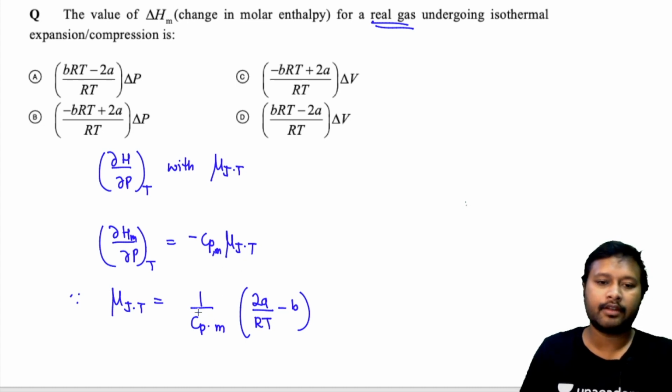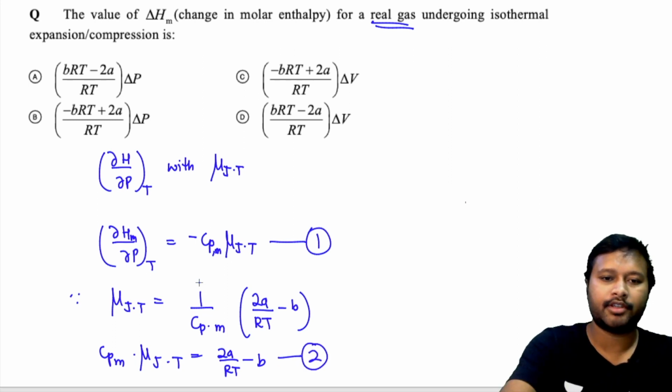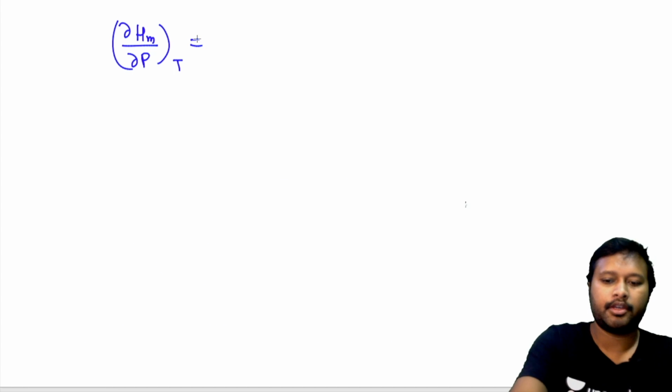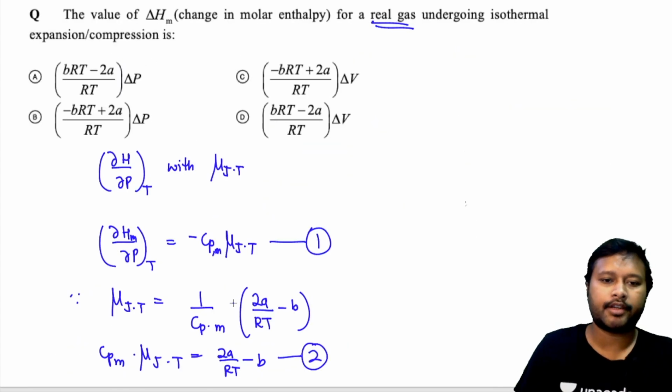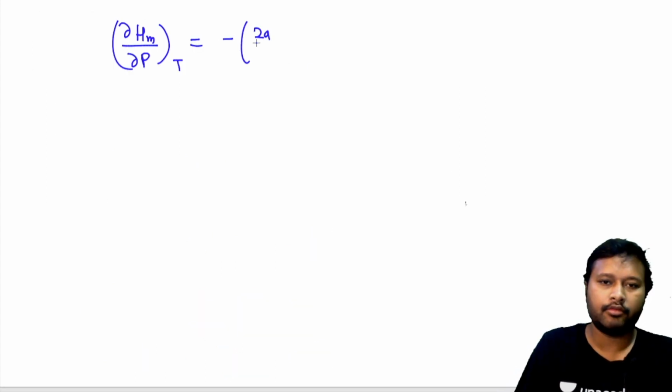So that means I can write down the value of Cpm multiplied by mu JT as 2a upon RT minus B. So this whole thing I can substitute here, right? So make this equation number 1, make this equation number 2. On comparing both these equations, I can just substitute the values there. So in that way, the value of del Hm divided by del P at constant T should be equal to, this goes with the negative sign here, so minus 2a upon RT minus B. This is what you will get.